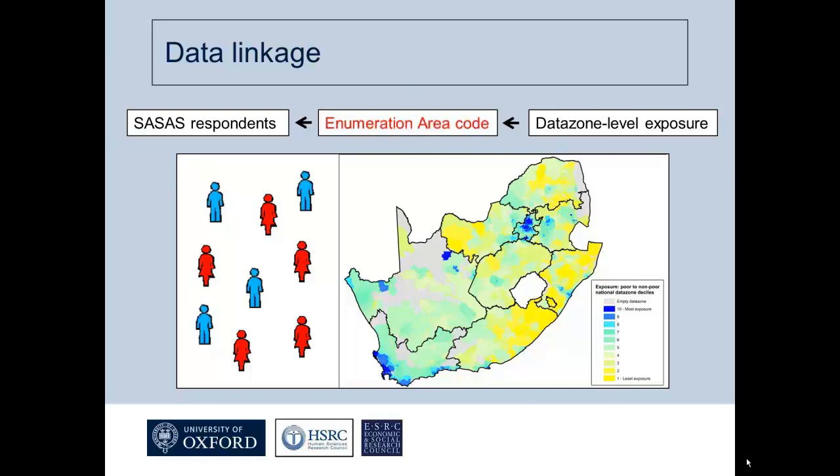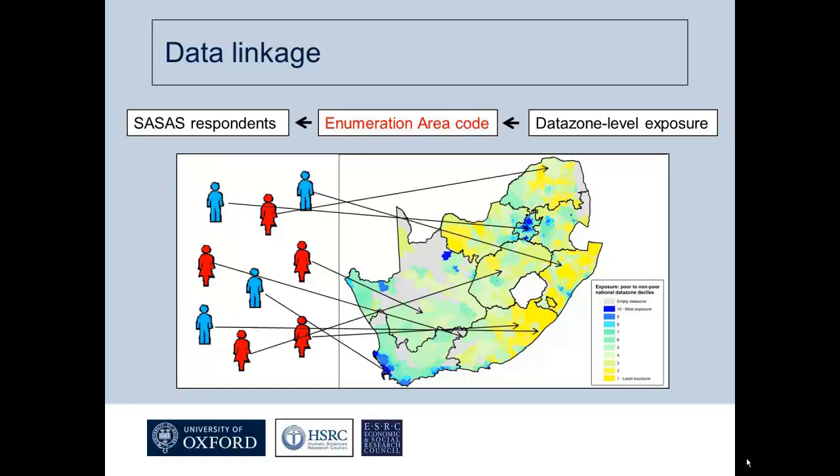However, the survey does contain the enumeration area of the home residence of each survey respondent. And fortunately, the data zone neighbourhoods, which are the basis for our exposure to inequality scores, are themselves constructed as groupings of enumeration areas. So using the enumeration area as the key match variable, it was possible to assign each individual SASAS respondent to his or her home data zone neighbourhood.